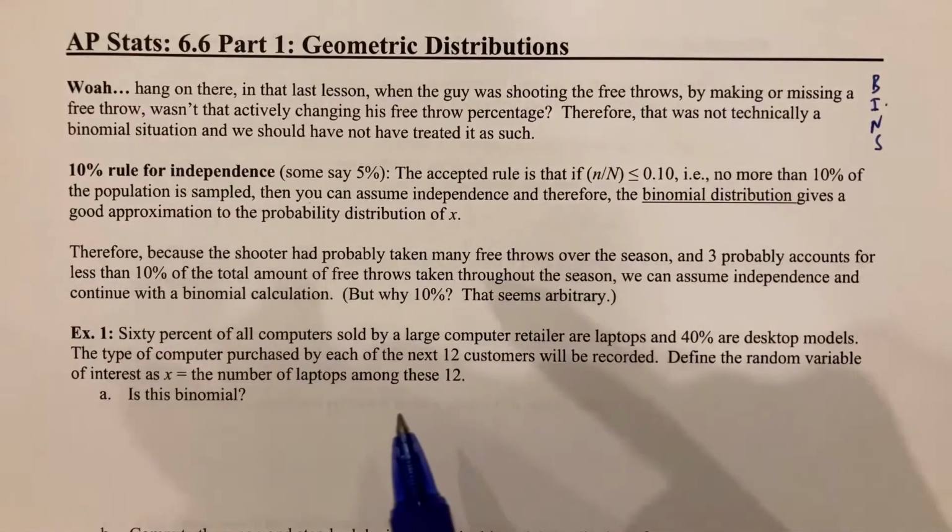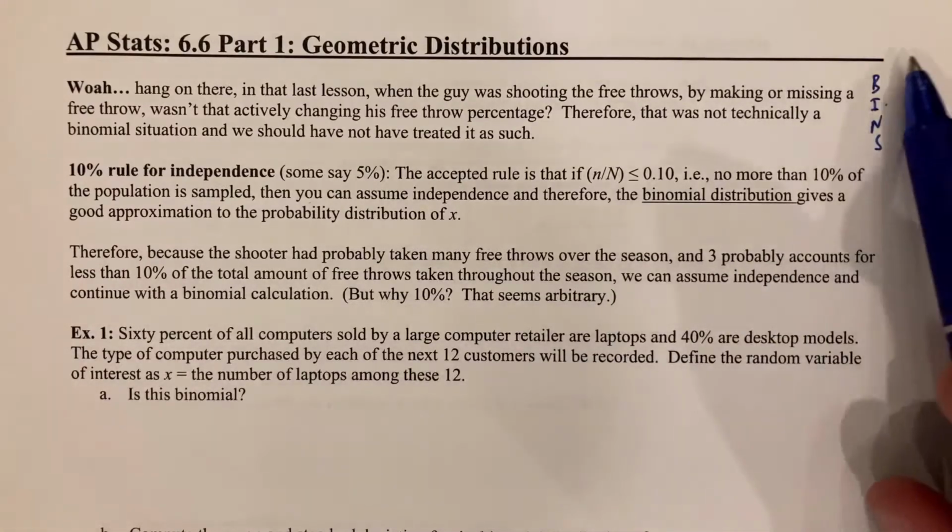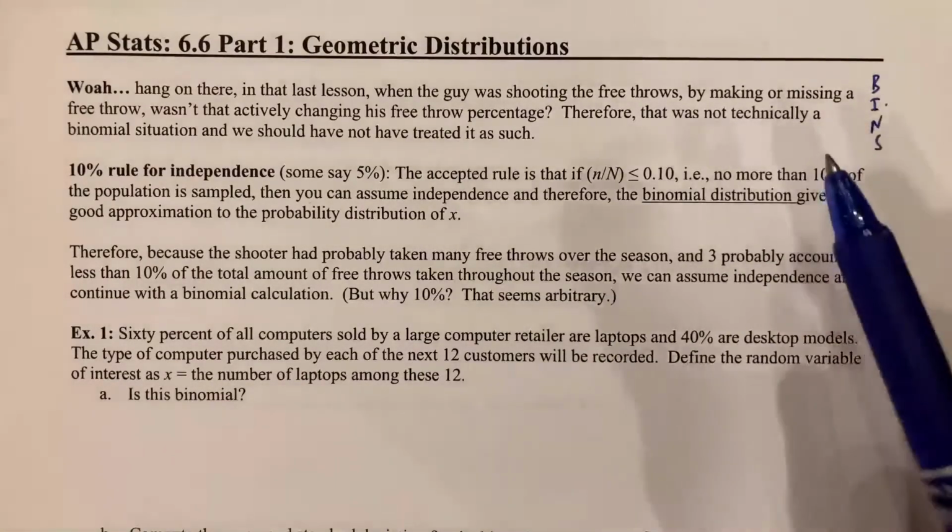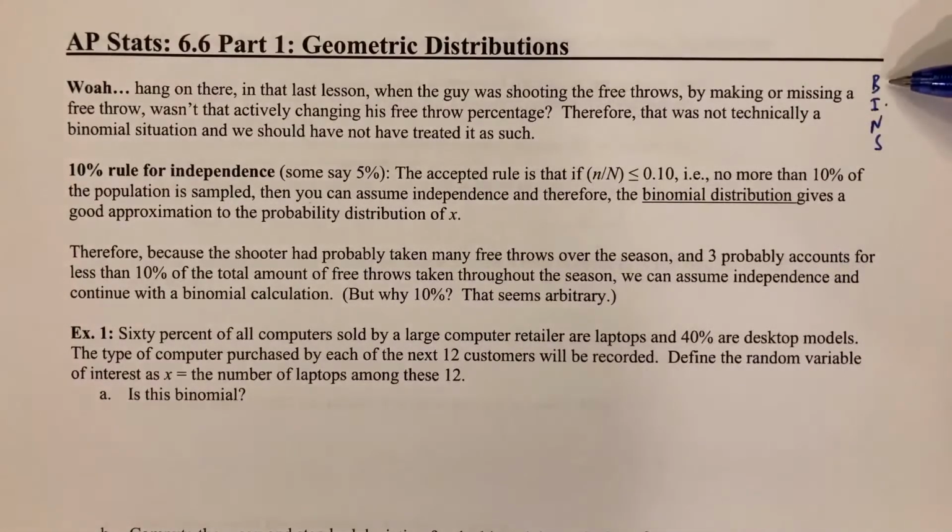All right, so it didn't really meet it in theory and technically. Yes, it was binary, meaning he missed it or made it, one or the other. Not necessarily independent, because the probabilities were affecting each other. There were a fixed number of trials, 3. And the probability of success did change. So it wasn't really binomial, but we still use binomial to do this problem.